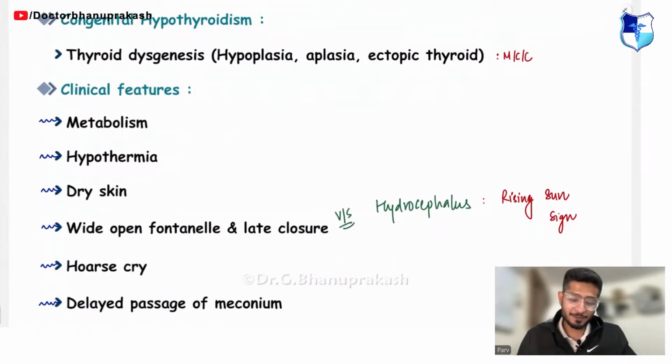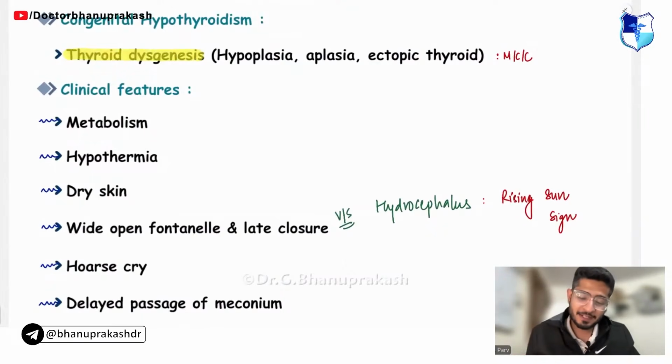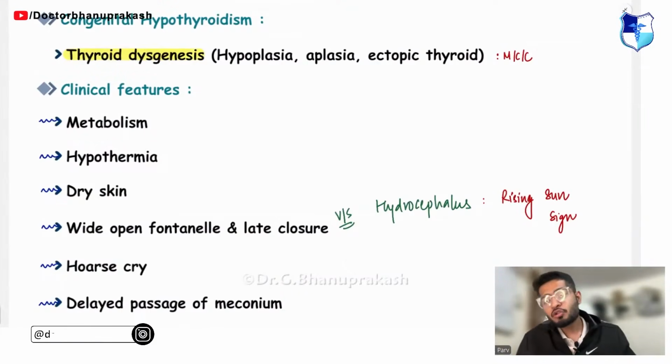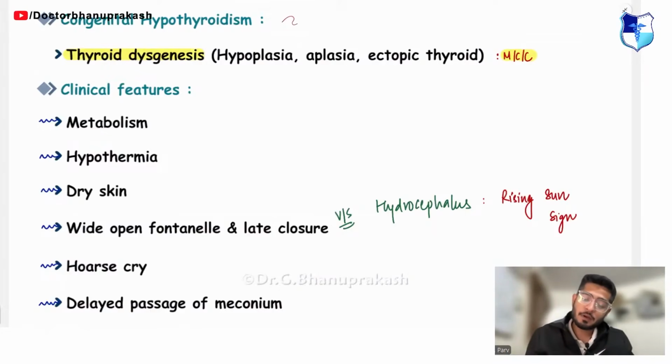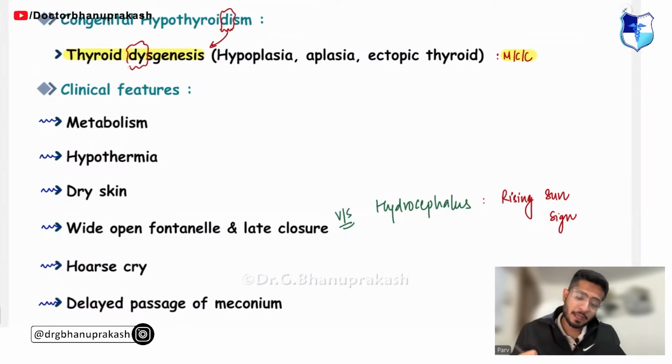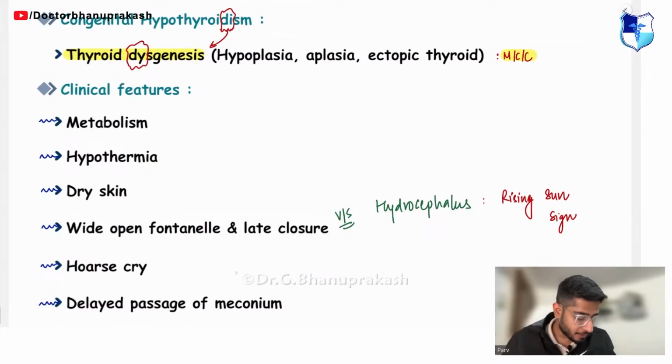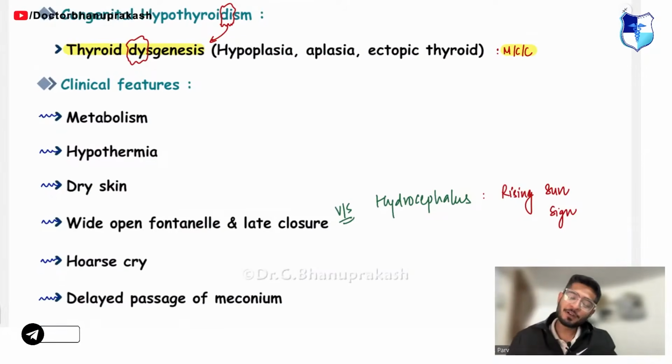One thing they'll ask you is thyroid. So congenital hypothyroidism, the most common cause is thyroid dysgenesis. You have to remember this. So they'll ask you hypothyroidism, the most common cause. So DY, you have to remember for hypothyroidism, DY, that is thyroid dysgenesis. Okay, thyroid dysgenesis. Coming on to clinical features.